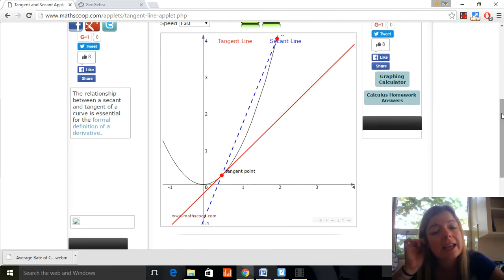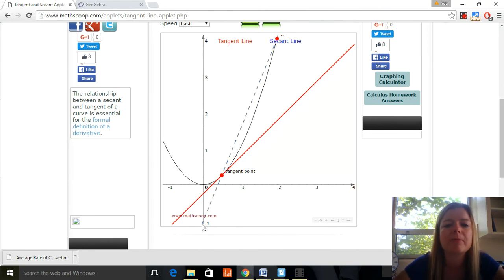However, the instantaneous rate of change is represented by the slope of what's called a tangent. So this red line is a tangent line because it touches the curve only at the one point, at this tangent point, 0.5 and then 0.25. So the instantaneous rate of change is represented by the slope of the tangent at that point.